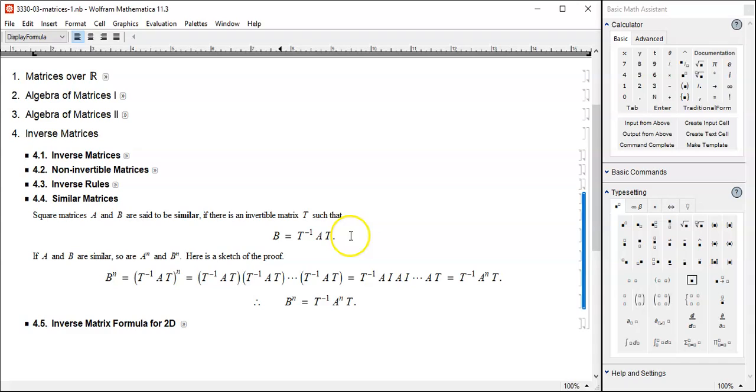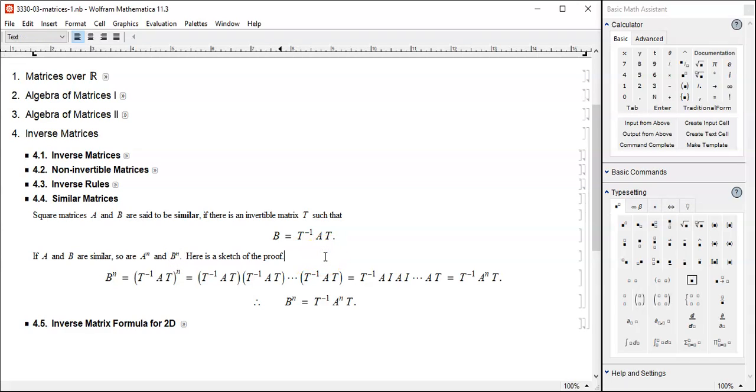Okay, the next topic is similar matrices. One big use of the inverse matrix is this one. We say two square matrices A and B are said to be similar if there is an invertible matrix T, or transition matrix as a matter of fact, such that T inverse A T is equal to B. If so, then it turns out A to the nth power and B to the nth power are also similar.